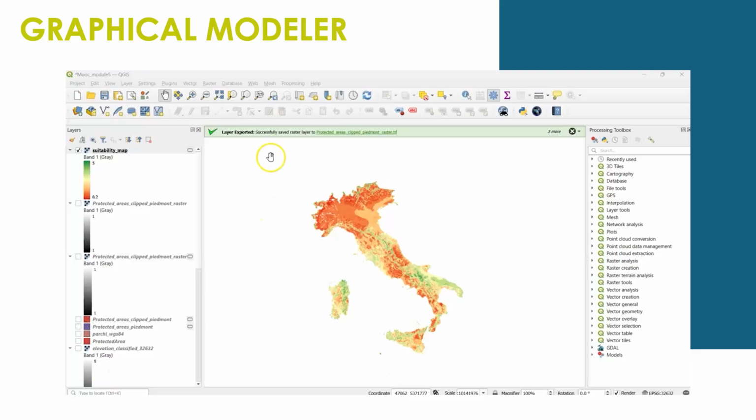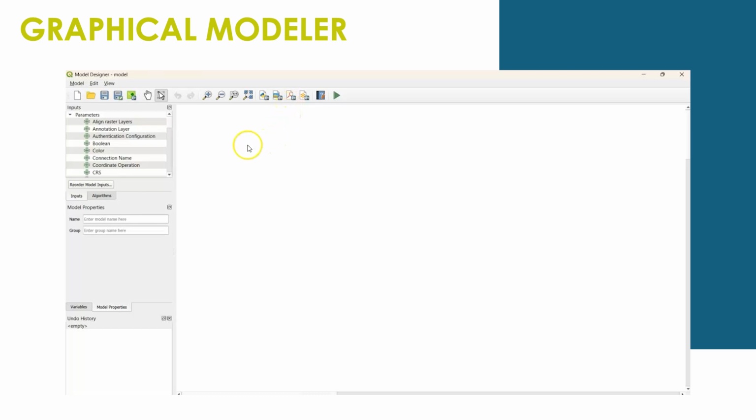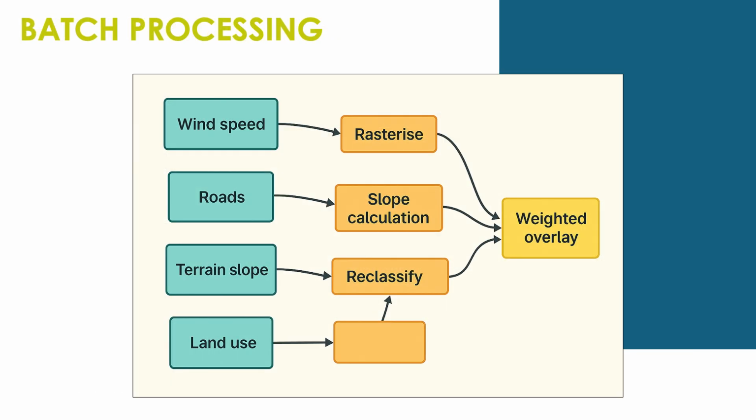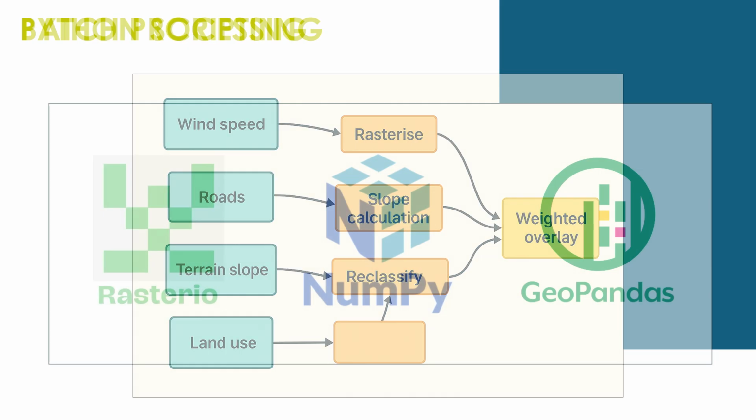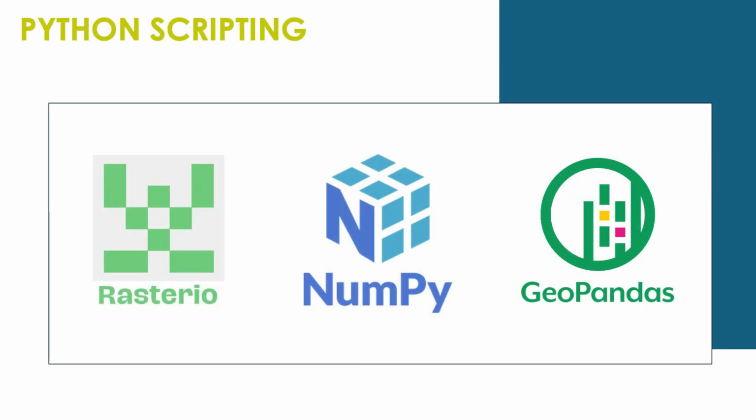Manually performing weighted overlay is great for learning, but it becomes inefficient for large datasets or multiple scenarios. That's where automatization comes in. There are several ways to automate MCA in QGIS. You can use the graphical modeler to build repeatable workflows, as you have seen in the last module of the course. You can use batch processing for many layers or regions, or Python scripts with rasterio, NumPy or GeoPandas for full control. The graphical modeler is especially useful for non-programmers and quick projects.